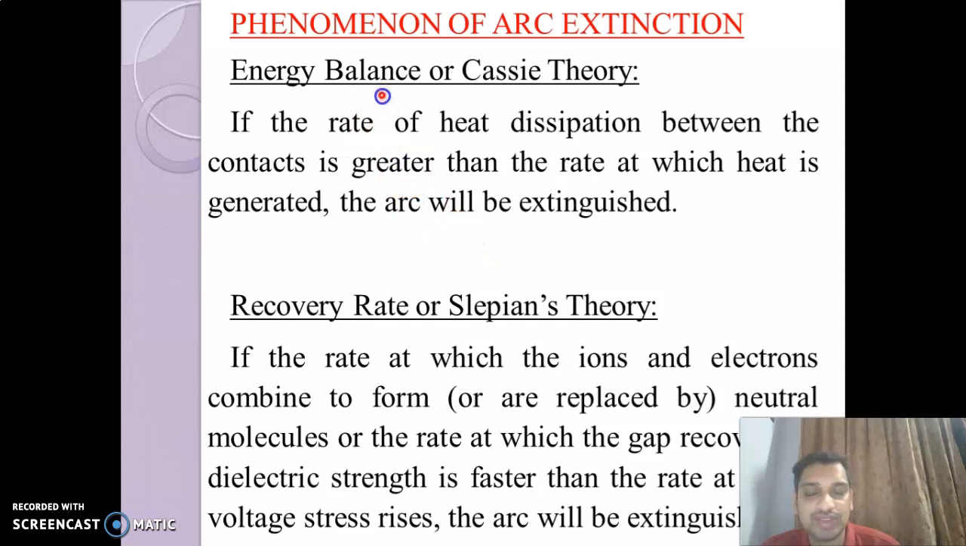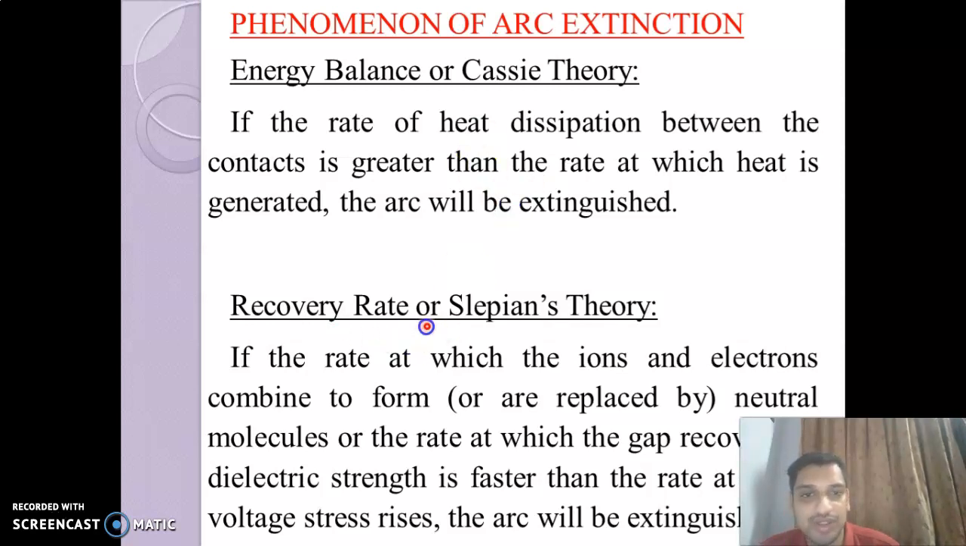The energy balance theory says that if the rate of heat dissipation between the contacts is greater than the rate at which heat is generated, then the arc will be extinguished. Heat generation is less than heat dissipation. At that condition the arc will be extinguished. So that is Cassie's theory or energy balance theory.